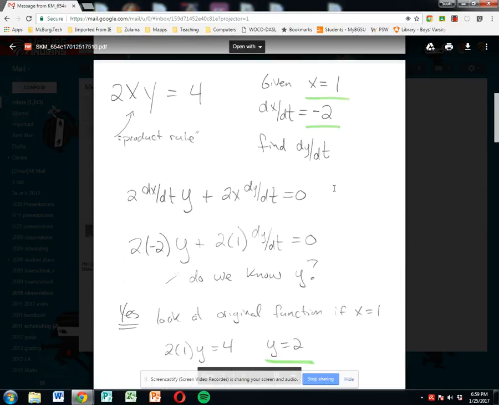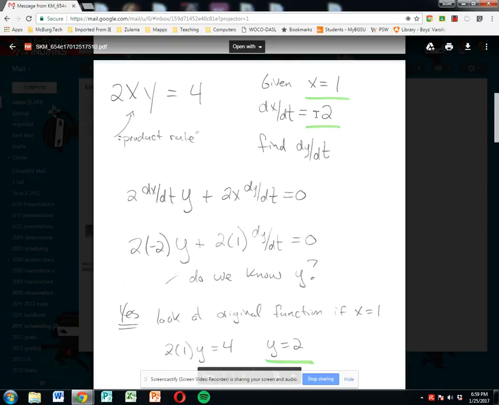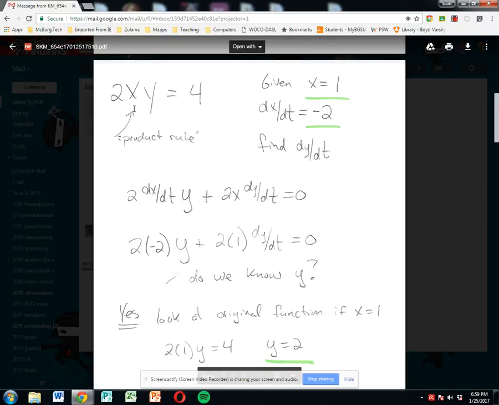Say we have the equation 2xy is equal to 4. Our givens are x equals 1 and dx/dt is equal to negative 2. We're supposed to find dy/dt. One thing I want you to notice here is these two are variables. And since these two variables are being multiplied together, we must use the product rule. So we're going to treat the first function as 2x, and the second function as y. And remember, we're taking the derivative with respect to t.